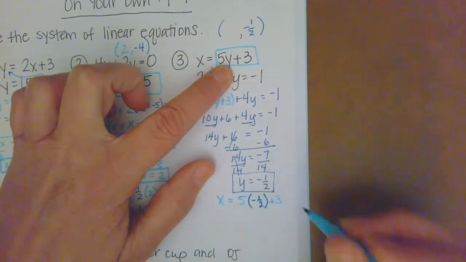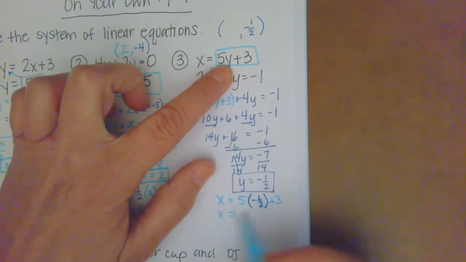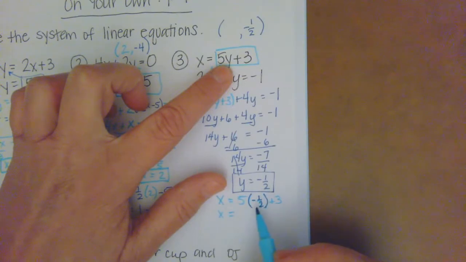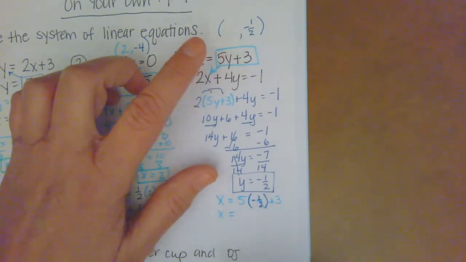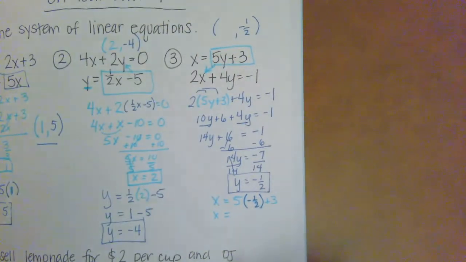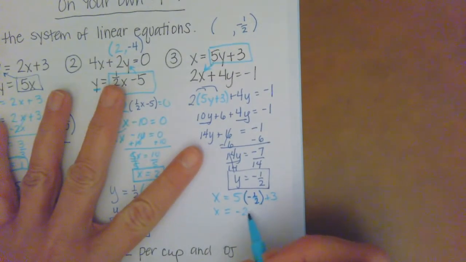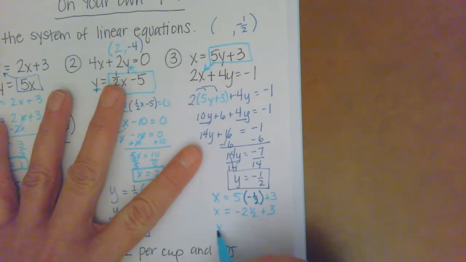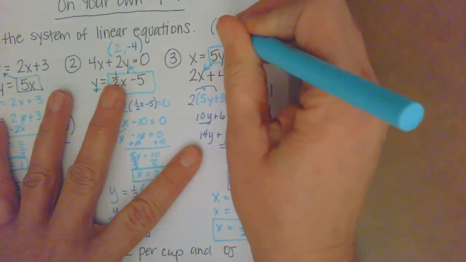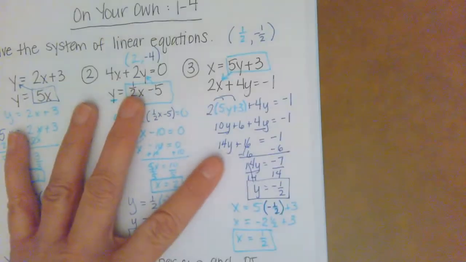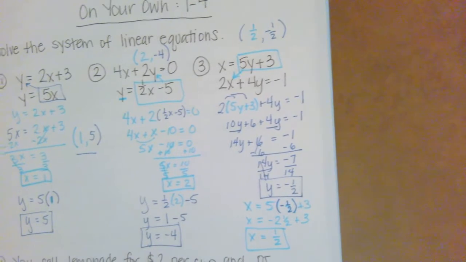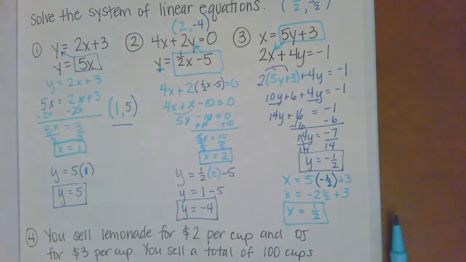Plus 3. Okay, so x equals 5 times negative 1/2 is negative 5/2, which is also the same as negative 2.5, plus 3. X is going to be equal to 1/2 as a positive. So my x value is 1/2. So my solution is 1/2, negative 1/2. So that's how you would do those.